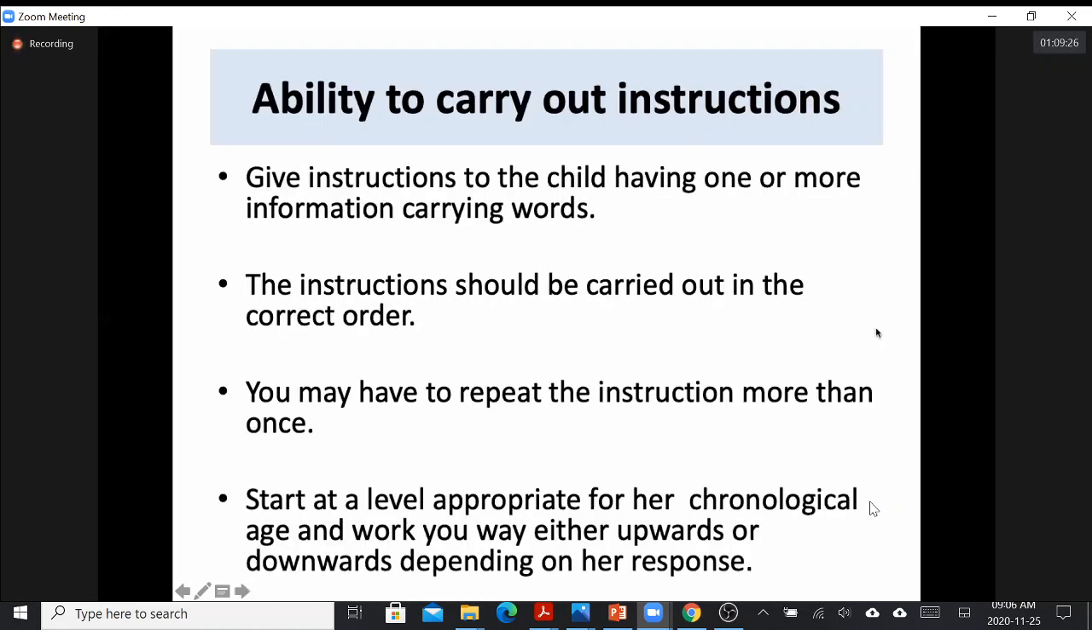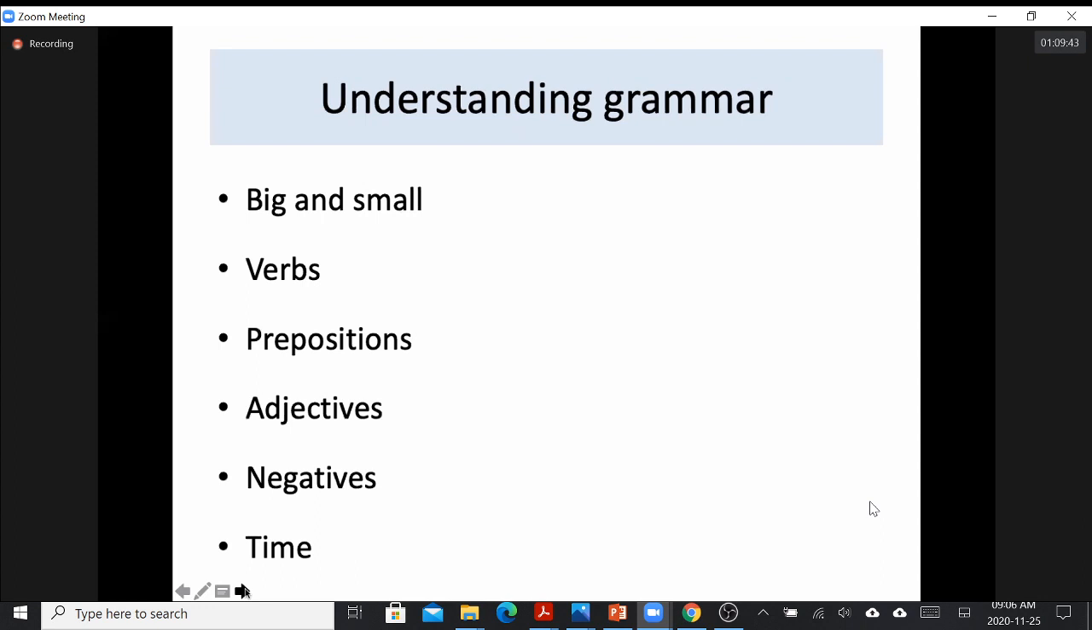Then ability to carry out instructions, giving instructions to the child. So the younger the child, we give simple instructions, and the older the child, you increase the instructions and see whether they can carry out the instructions. But the instructions should be appropriate for the chronological age. So then their understanding of grammar.